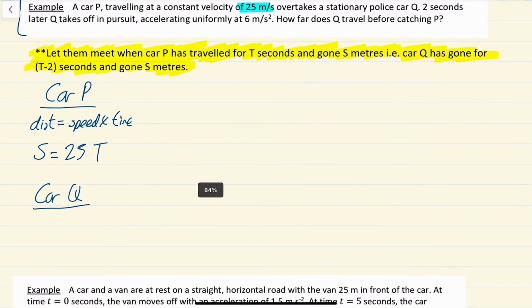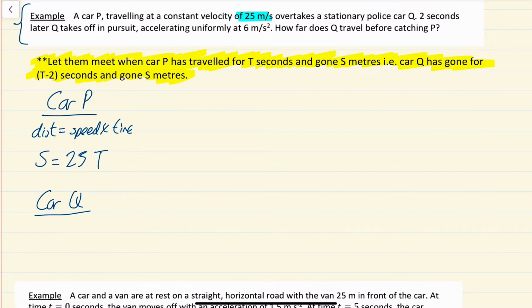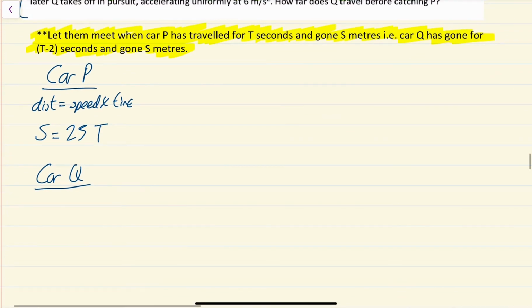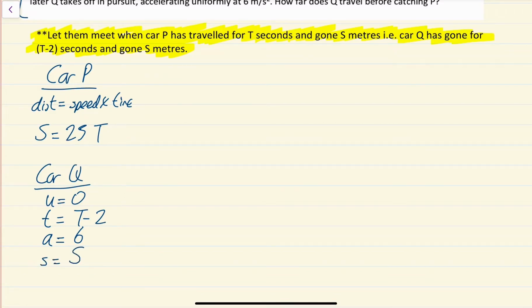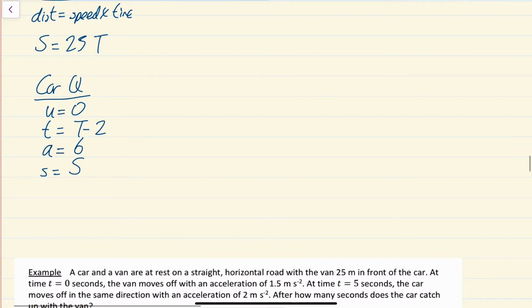And we're also going to look at our car Q, which is a police car, and the police car starts off at rest, so it's a constant acceleration question. Lowercase t, that's its time, is big T minus 2. It accelerates at 6, and our S is equal to big S. Then you can say S is equal to ut plus a half at squared.